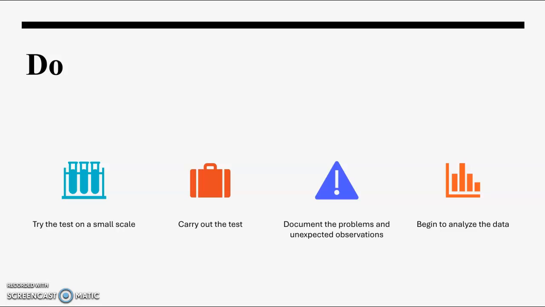The next part, do. Try the test on a small scale and carry out the test. We would do this by reaching out to colleagues and local organizations, such as churches or civic organizations, in order to implement education within the community on the differences between urgent care versus ER needs.